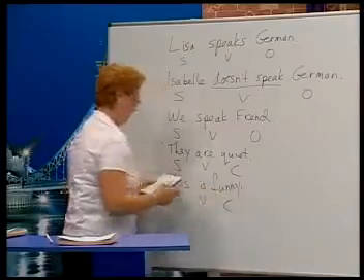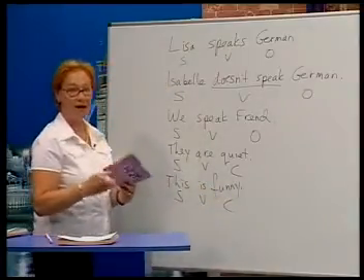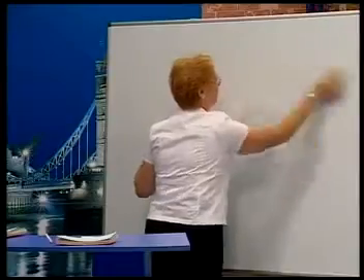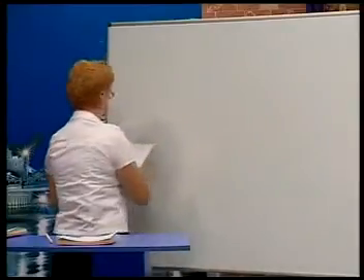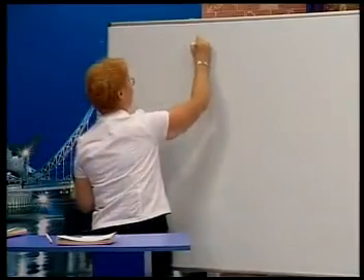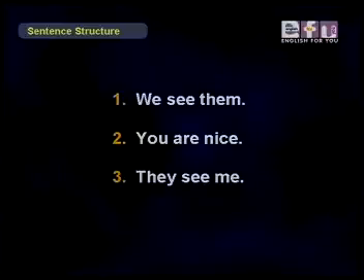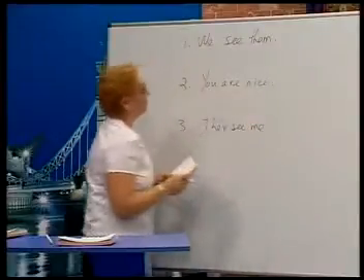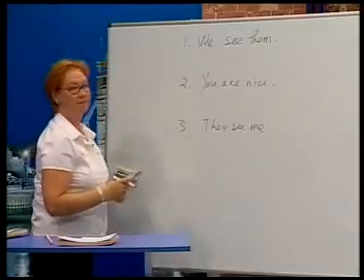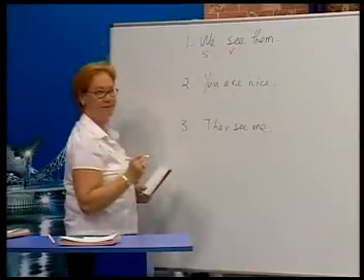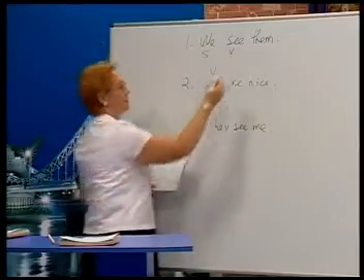Yeah, good. Great. Okay, now a little bit more practice. Get 3 more sentences and then you can tell me what they are. Okay, here's one. And here's the third one. Okay, Lisa, you do number 1. We is the subject. See is the verb. Them is the object. Yes, good.